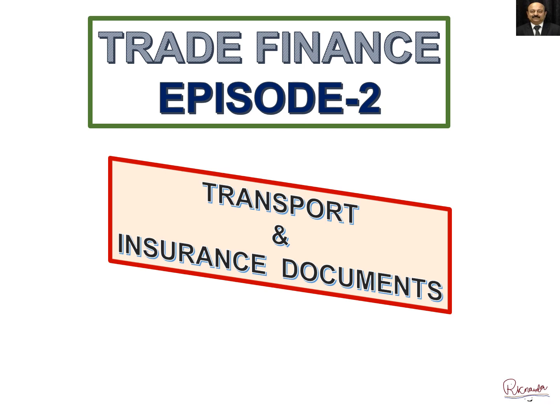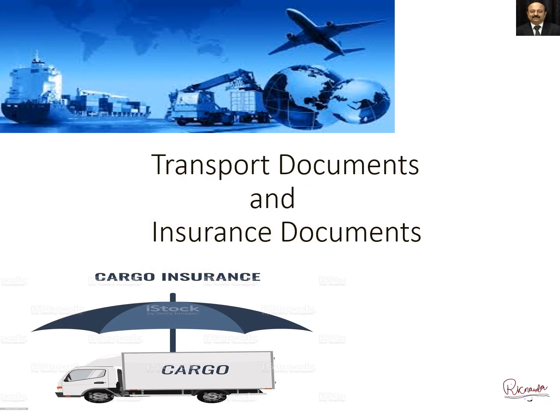So, welcome back, friends. This is episode 2 in our trade finance series. The first episode was to understand what the commercial documents are as well as what the payment modes are. This episode, we are going to focus on transport documents as well as insurance documents, which are an important part of any trade transaction. The other documents which could be there in a trade transaction are transport documents and insurance documents. Let's try to understand these documents.